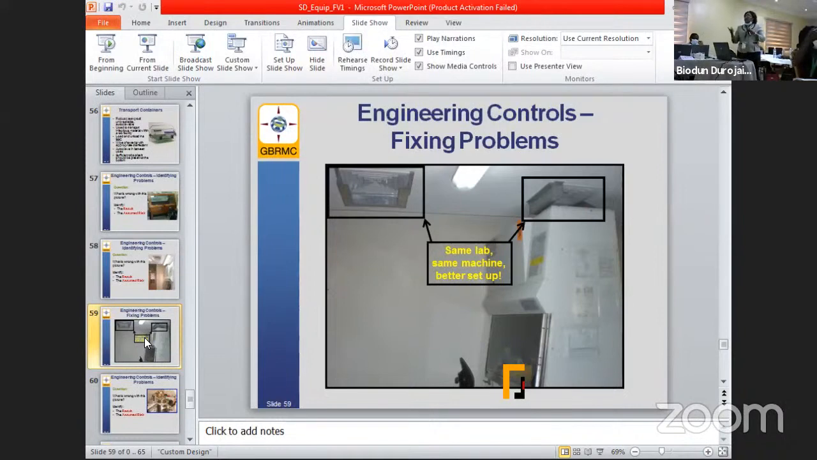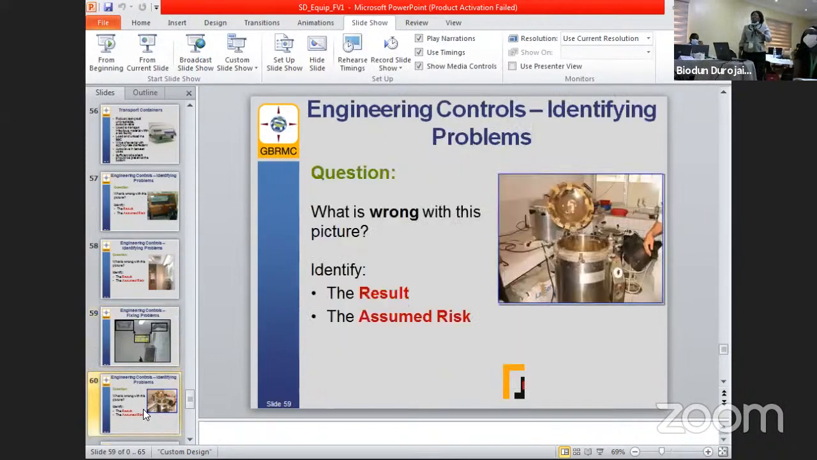So look at this too, identifying the problem. What went wrong with this picture? This is our autoclave. You can see the plaster on the autoclave, brown. It's an old one, they don't have money to buy new ones. And what can happen to this? If you're trying to use it to sterilize material, will you achieve that sterilization? No. The answer is no. So the assumed risk is what? High risk of infection and exposure to the community. Because when you autoclave contaminated materials, the assumption is that it is free of biological agents. Then the cleaner will carry it and put it in the general dump. Meanwhile, you didn't achieve that because this autoclave is not working. So the environment gets contaminated.